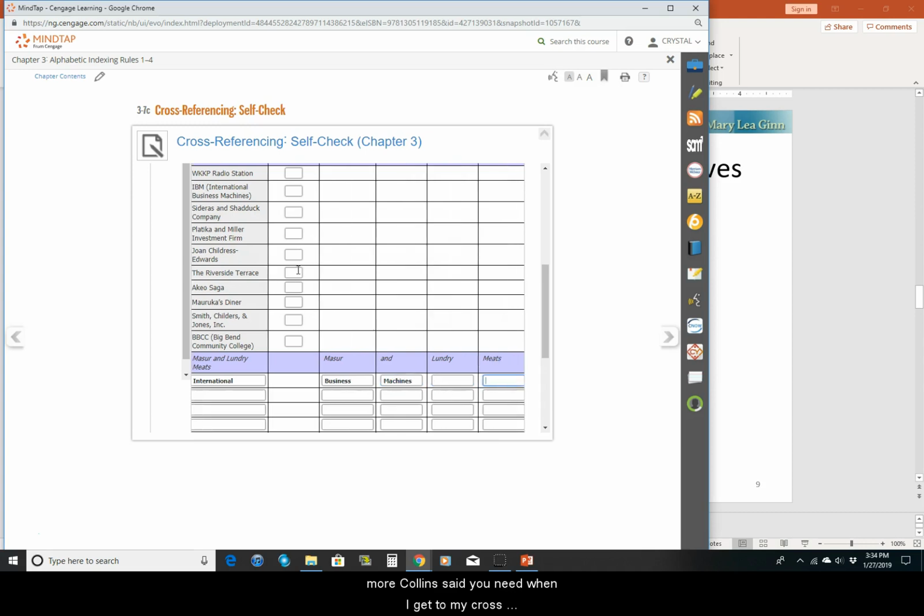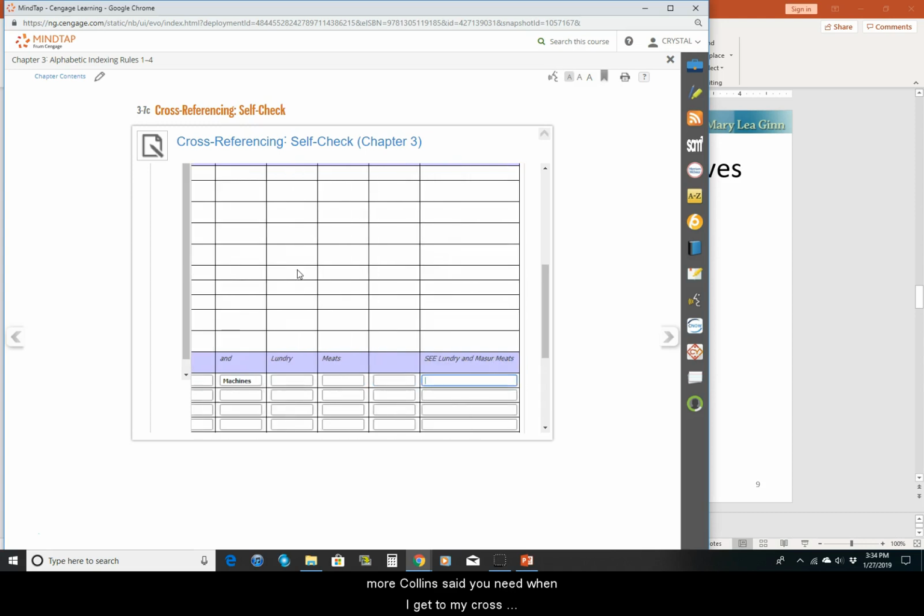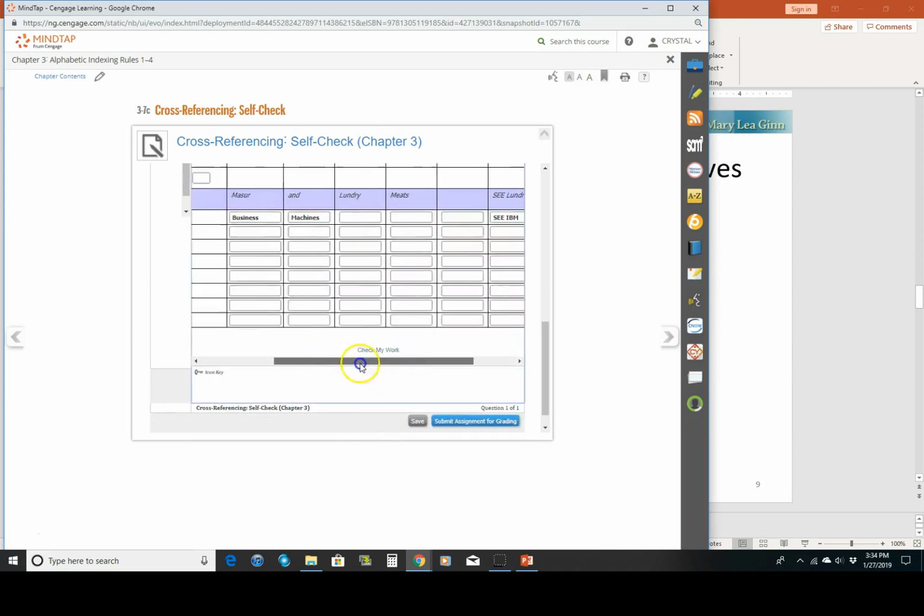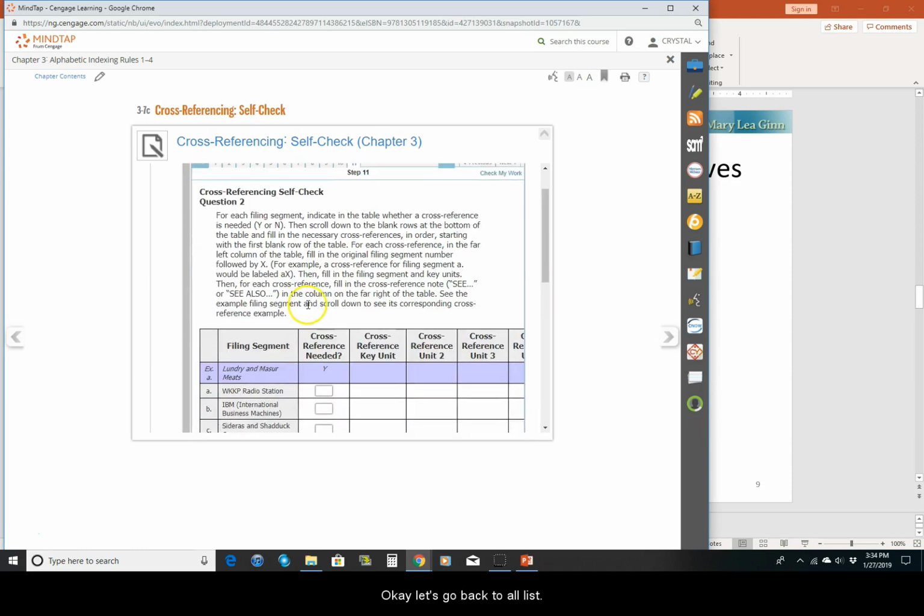Now you'll have, in most cases, more columns than you need. When I get to my cross-reference column, I put C in all capital letters, and in this case IBM is in all caps because the company name is in all caps, but the filing segment name that you're cross-referencing will usually not be in all capital letters. Okay, let's go back to our list.